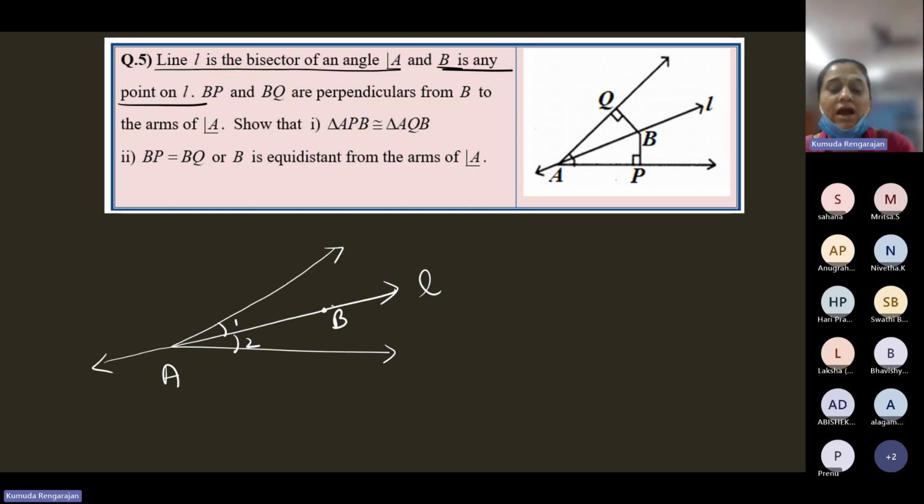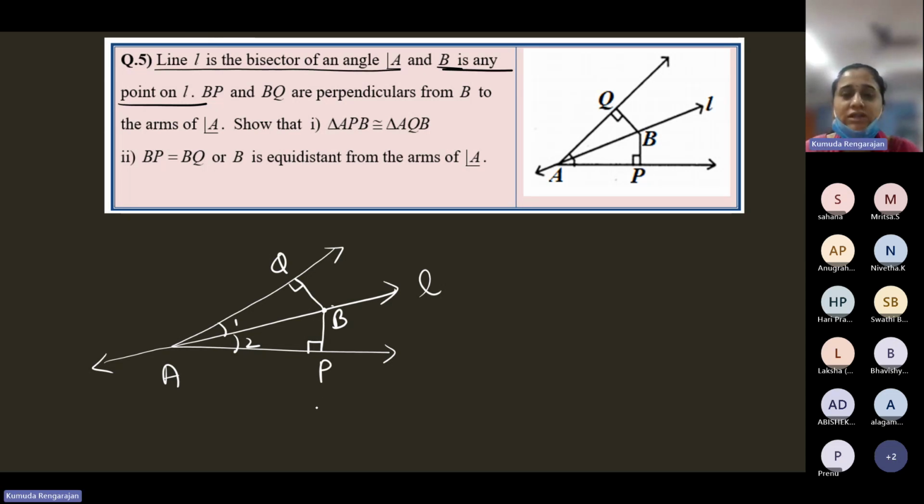BP and BQ are perpendiculars from B to the arms of angle A. So you know the arms of angle A. BP perpendicular, BQ perpendicular. It's not very specific where P and Q are, but the figure is given, so I'm taking it here.